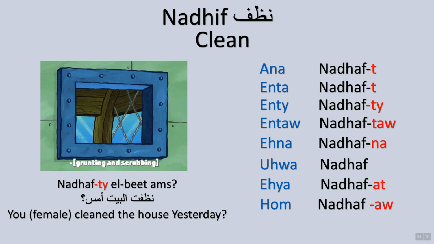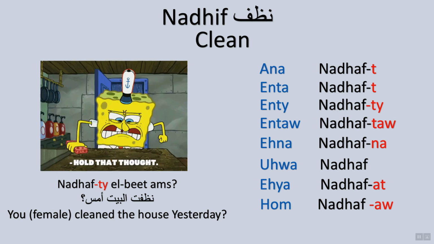So to clean. نظفت. أنا نظفت. أنت نظفت. أنتي نظفتي. أنتوا نظفتوا. إحنا نظفنا. هو نظف. هي نظفت. هم نظفوا. And then the example says نظفتي البيت أمس. Did you clean the house yesterday? We don't want to be sexist here, so you should also do something. All right. So it is in a female form, but we don't mean anything bad by it.